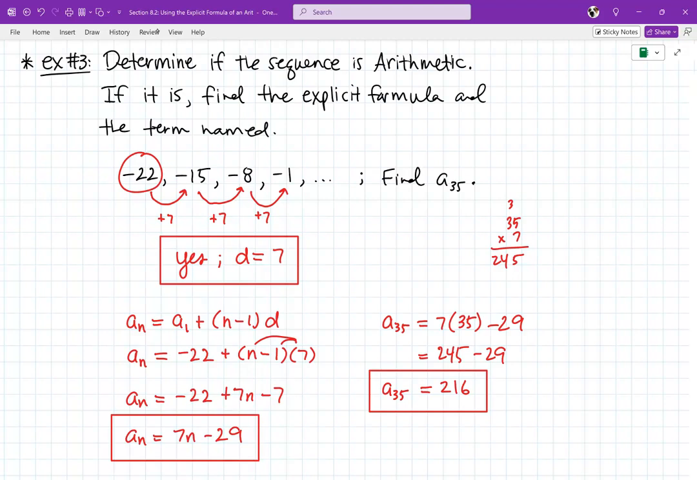If it's a yes, though, identify the common difference and then write your formula. So that's what we did right here. A sub n is equal to 7n minus 29. And then after you write your formula, plug in the number they want you to plug in. So they wanted me to plug in a 35.